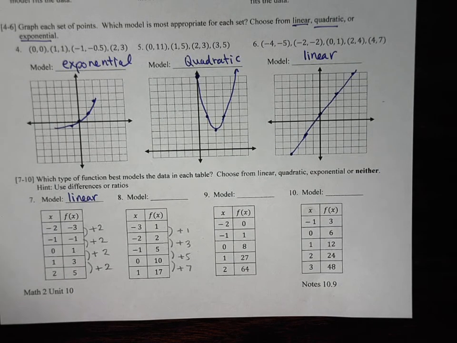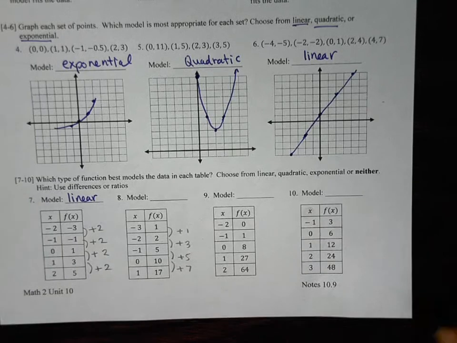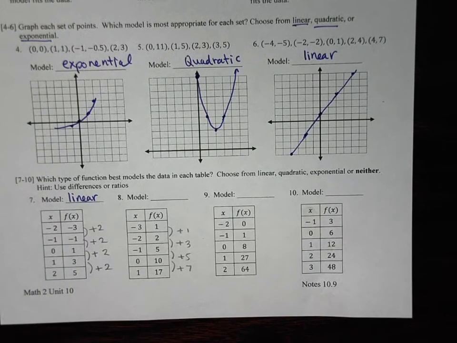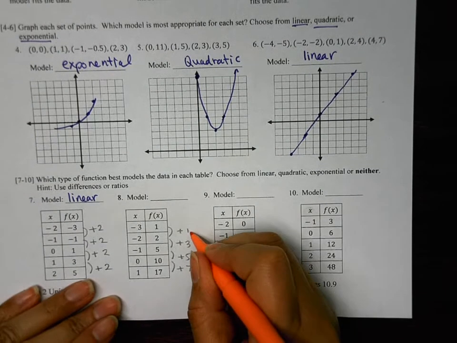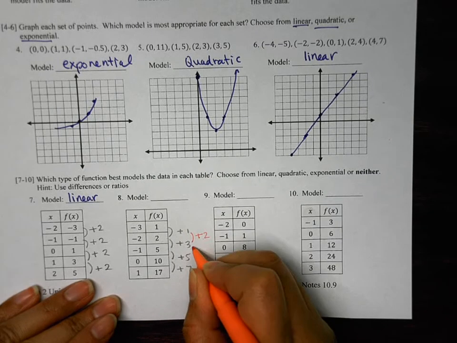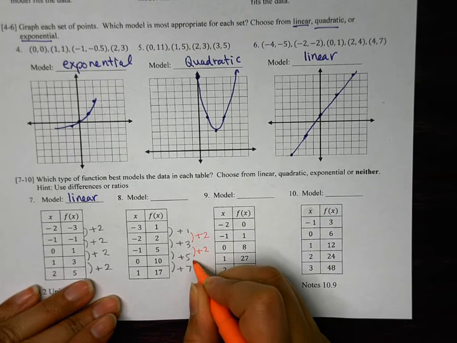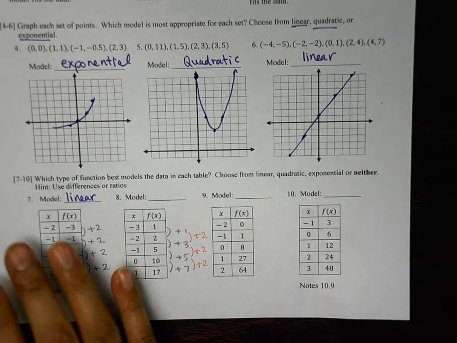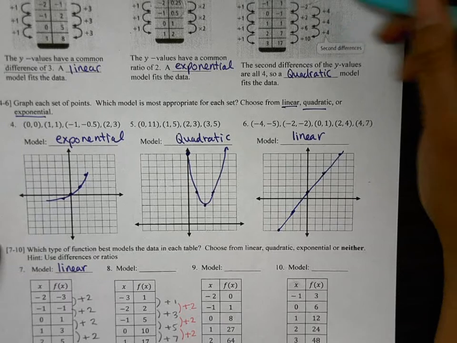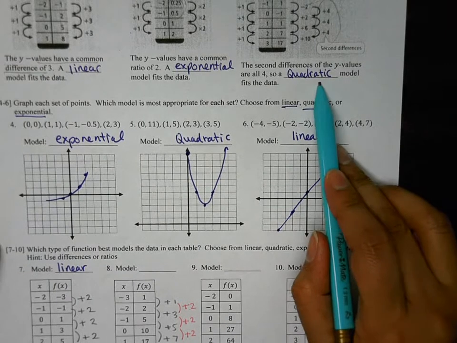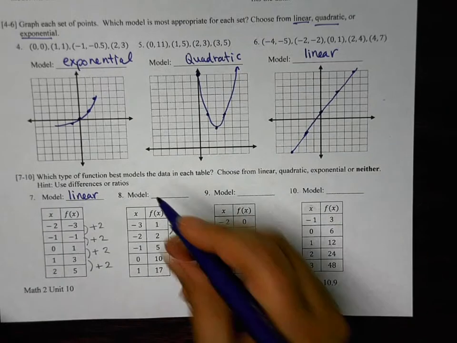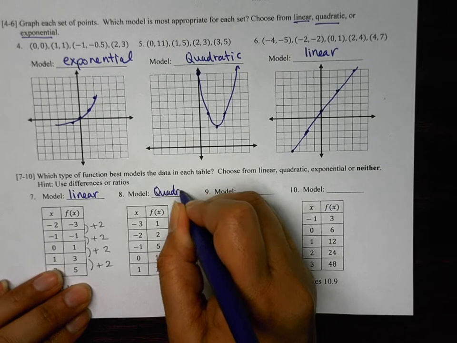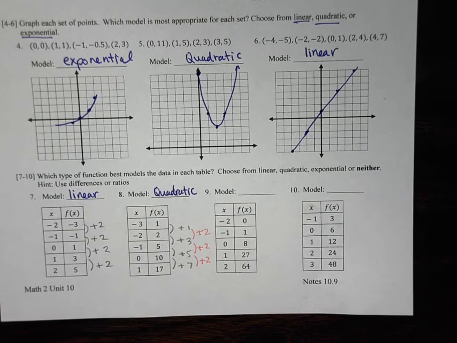Can I say neither right away? No. What do I have to look for? A second common difference, because that is a possibility. Just because it didn't work for the common ratio, and it didn't work for the common difference, I still have one more to try, so let's try it now. What's 3 minus 1? It's plus 2. 5 minus 3. And 7 minus 5. Are they all increasing by 2? Yes. If there's a common second difference, what do we call that? Quadratic.